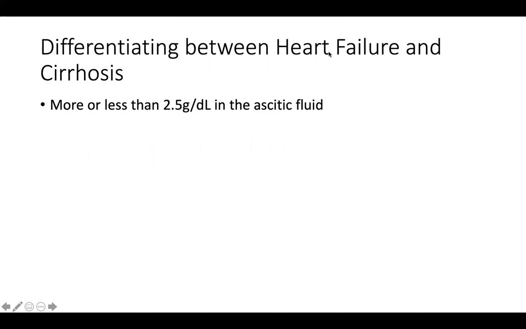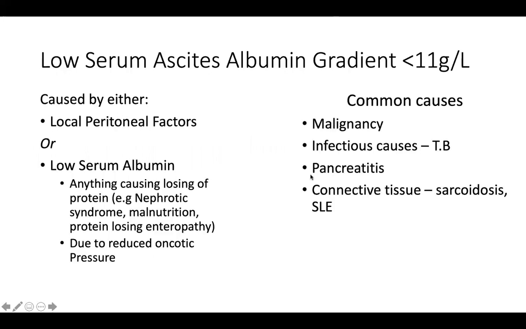Okay, and the only other thing, to differentiate if you saw that heart failure was also in that list, is whether you get more or less than 2.5. In heart failure you can sometimes get a bit higher protein, whereas in cirrhosis we're talking about scarring and thickening, so it's a little bit less permeable and you normally don't get as much protein. That's just used to differentiate.